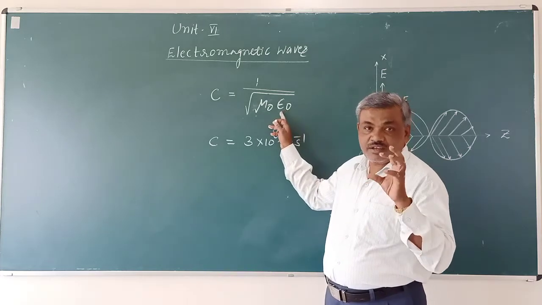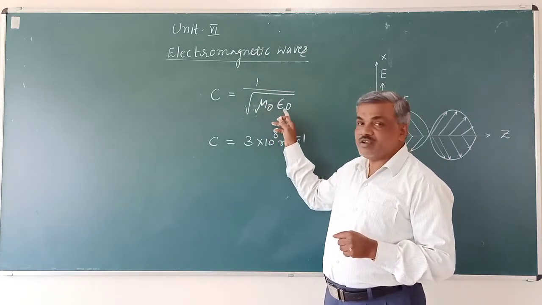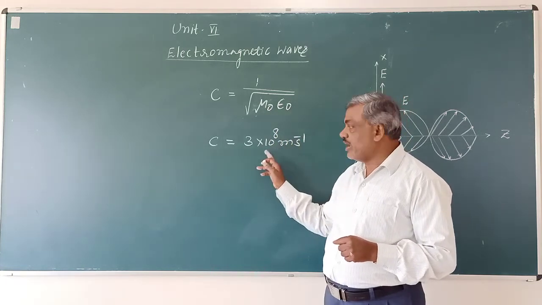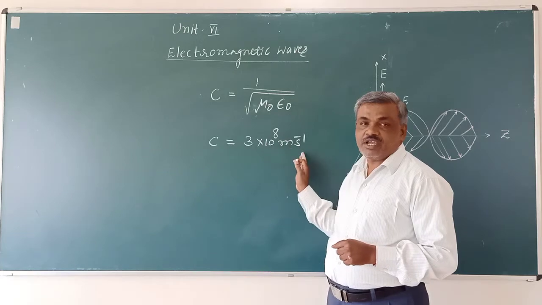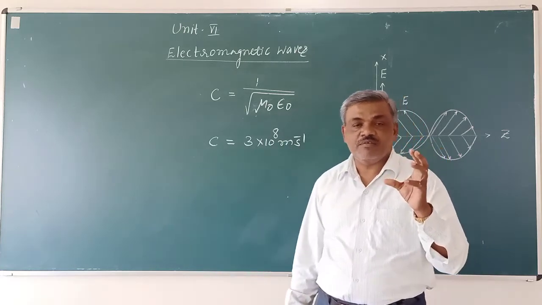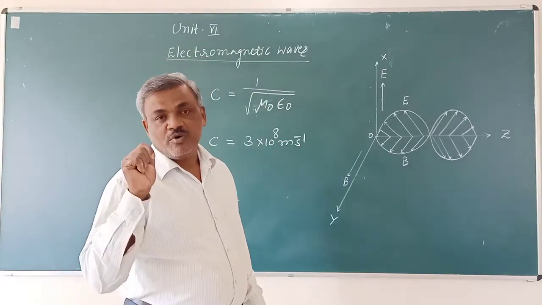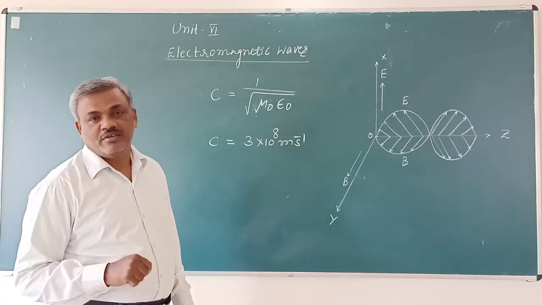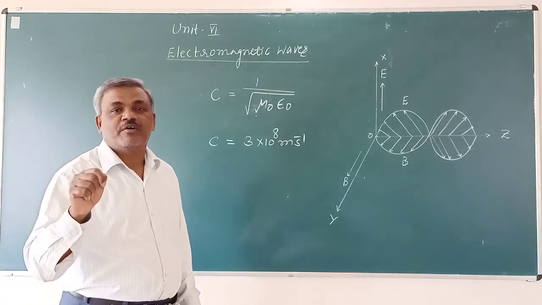Epsilon naught is the electric permittivity of free space. Now, substituting for mu naught and epsilon naught, finally you get the value c equal to 3 times 10 power plus 8 meter per second. This value is the speed of electromagnetic waves. What is the importance of the speed of light? Or, mention the importance of the speed of light.